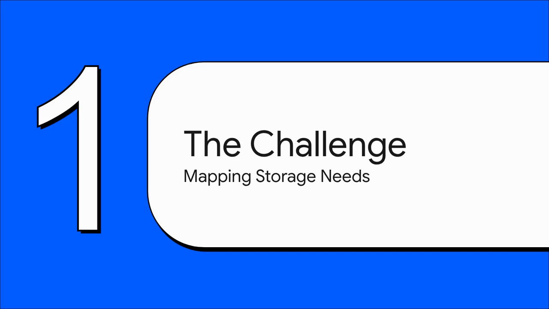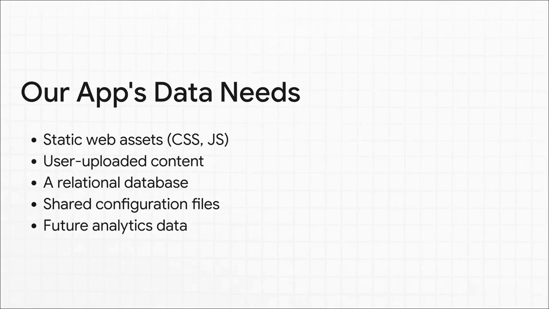Okay, first things first. Before we can start picking services, we need a map, a blueprint of the problem. So let's break down exactly what kinds of data our application is going to need to handle. Our app really has 5 totally different kinds of data. First, you've got the basics, all the static web stuff: CSS files, JavaScript, images. Then there's the content our users give us, their photos and videos.